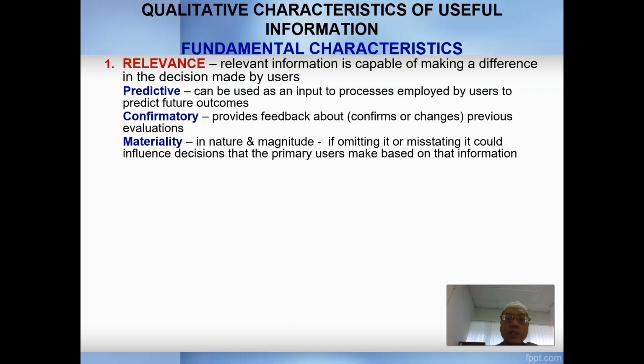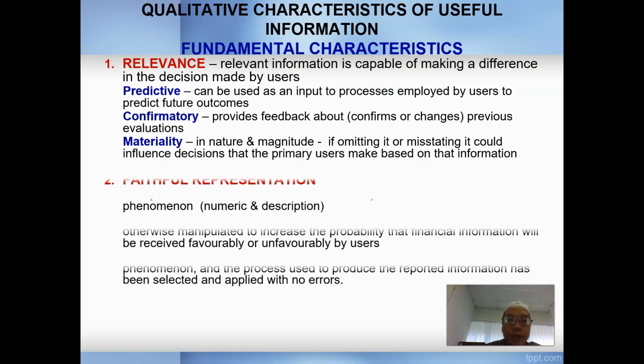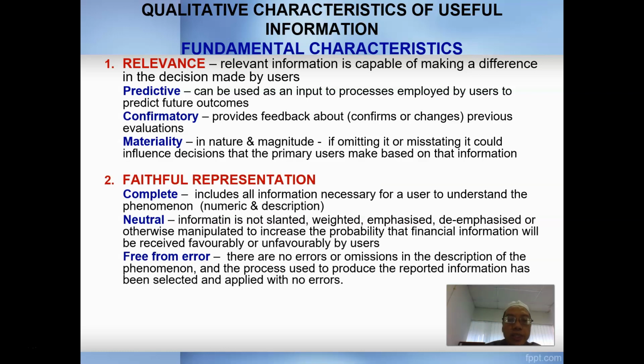Okay. However, if there are some information that whether or not that information is disclosed has no impact on how users make decisions, then that information is not considered as material. So in order for an information to be relevant, it must either have predictive value or confirmatory value, and it must also have materiality value in order for it to be relevant. The second fundamental characteristic is faithful representation.